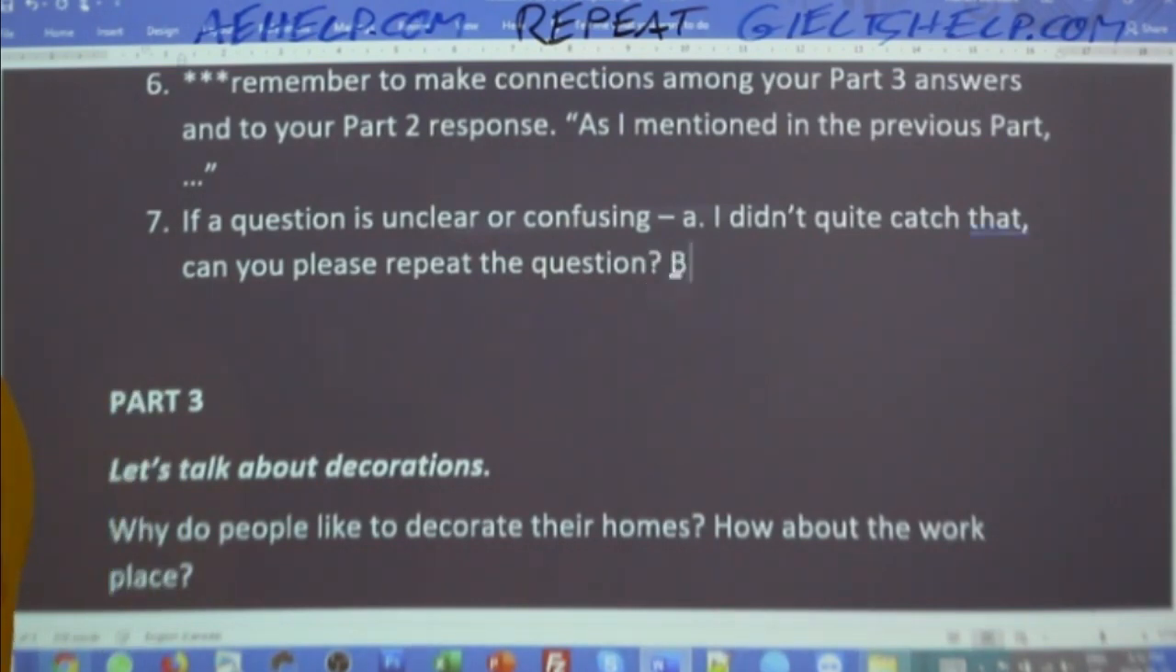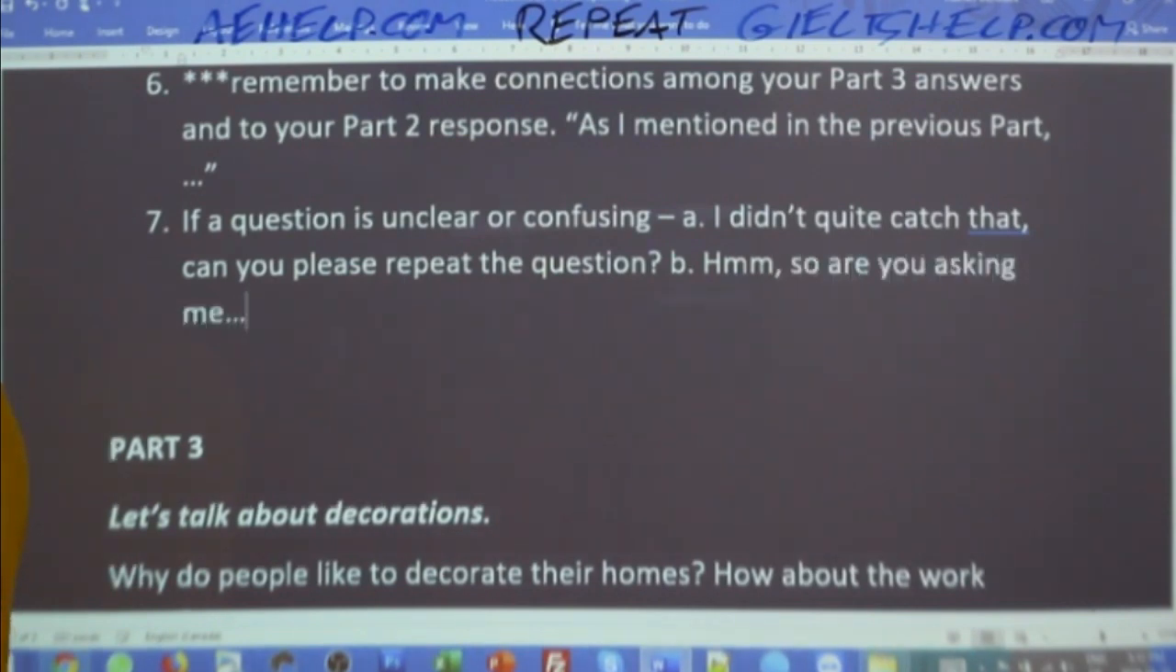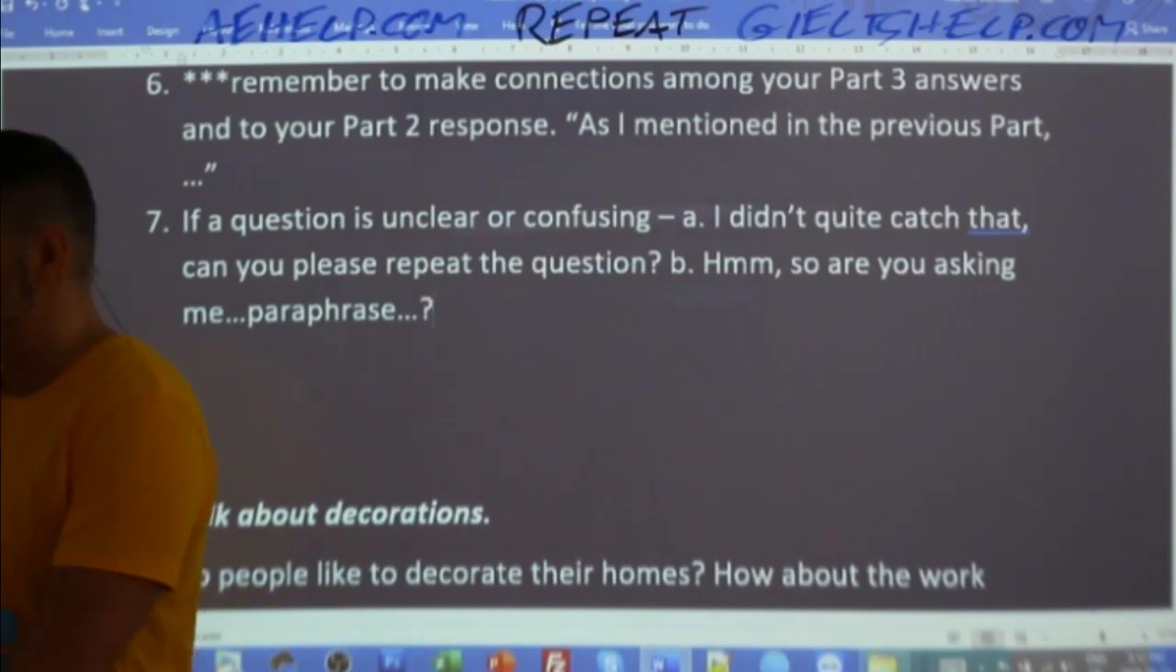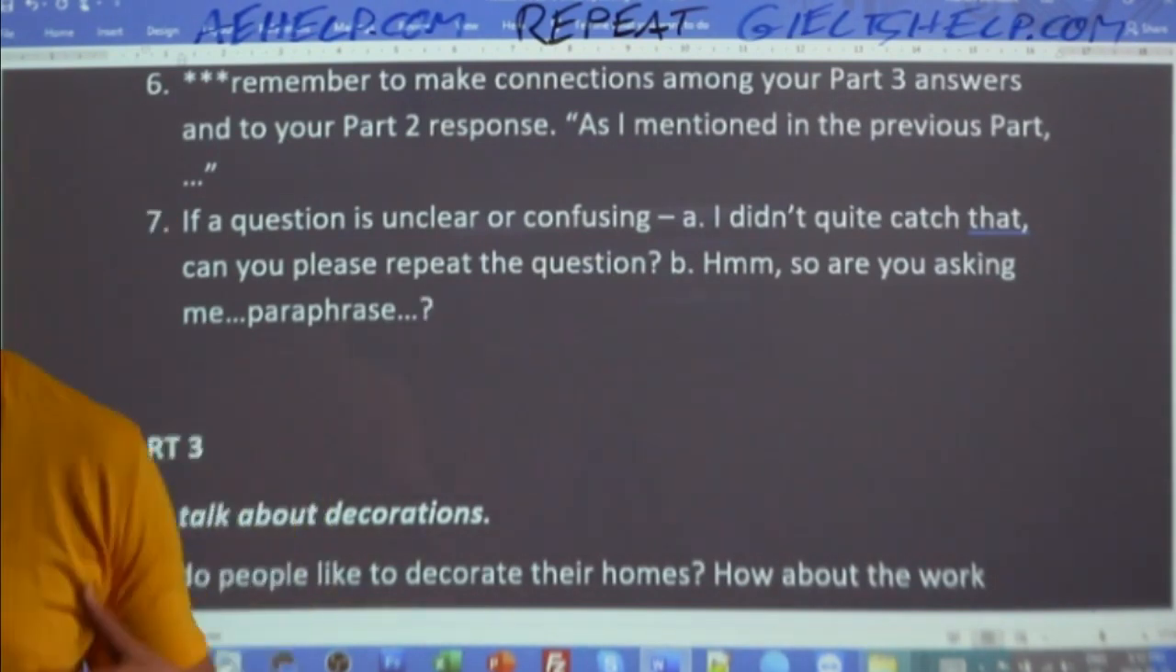So you can say, "So are you asking me..." and then paraphrase. Paraphrase means try to say the question that you think you just heard in another way. Okay? So, "So are you asking me..." and then paraphrase.